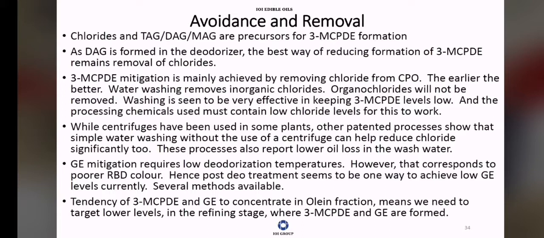as the previous speakers also mentioned, chlorides and the TAGs, DAGs, MAGs are precursors for 3-MCPDE formation. And since these are formed in the deodorizers, like DAG is formed in the deodorizer and MAG may also be formed in the deodorizer, the best way of reducing the formation of 3-MCPDE remains removal of chloride at this point in time. And 3-MCPDE mitigation is mainly achieved by removing chloride from CPO.